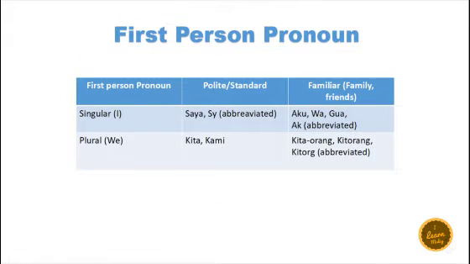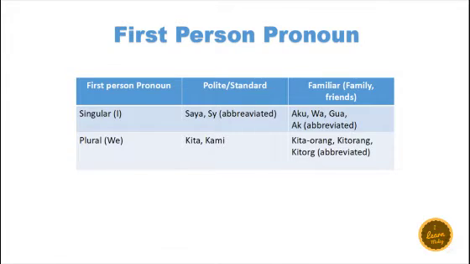Here we have a table for first person pronoun, and the first row is for the first person pronoun in singular form, I, and in polite or standard form we normally use saya, s-a-y-a, pronounced as saya. And this is normally used in daily situations everywhere, whether you are among strangers or among family, or if you want to be polite to all the people around you, I recommend that you use saya.